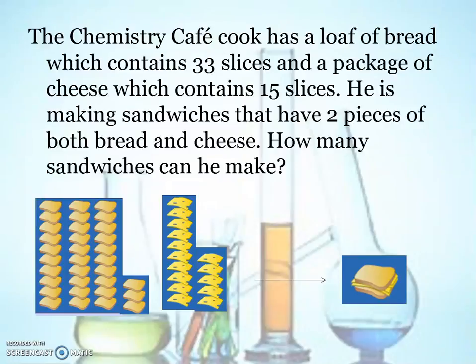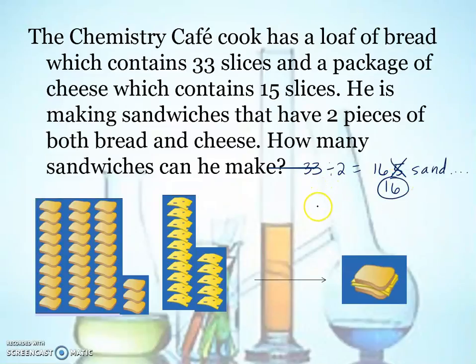If we need 2 breads and 2 cheeses for each one, and we have 33 slices of bread, we divide that by 2. 33 divided by 2 is about 16.5, right? I think I did the math right. I'm getting my calculator because my brain is not functioning right now. Yay, I'm correct. So we can make 16.5 sandwiches, but we don't want a half a sandwich, so we can make 16 sandwiches.